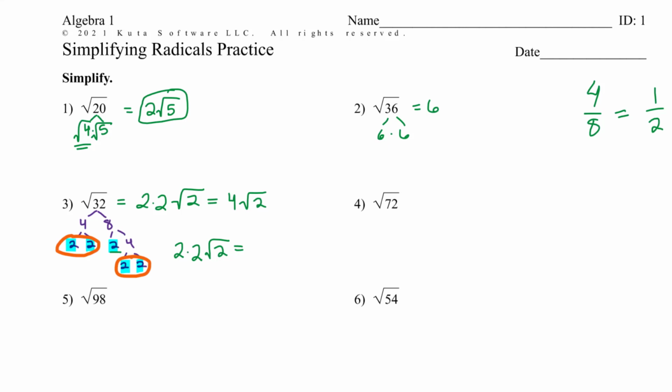But because we have two 2's outside, we do multiply them together and say that's 4 square roots of 2. If you type square root of 32 into a calculator and you type 4 square roots of 2 into a calculator, they should both be the same decimal number. So that's a way you can check your answer, by the way, as you go along.